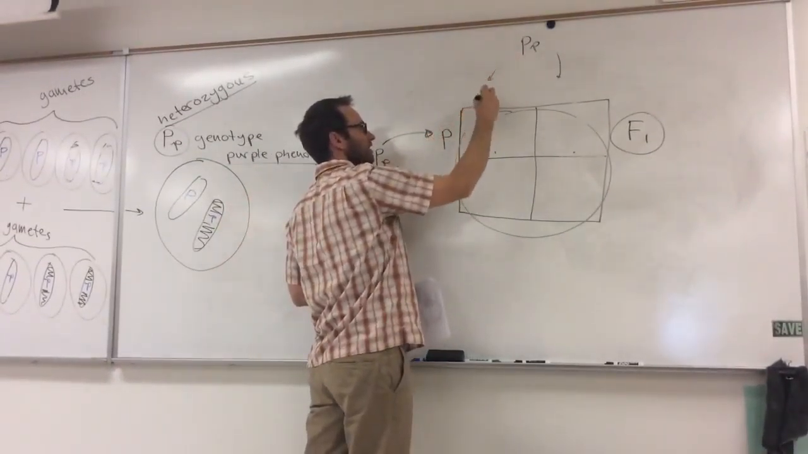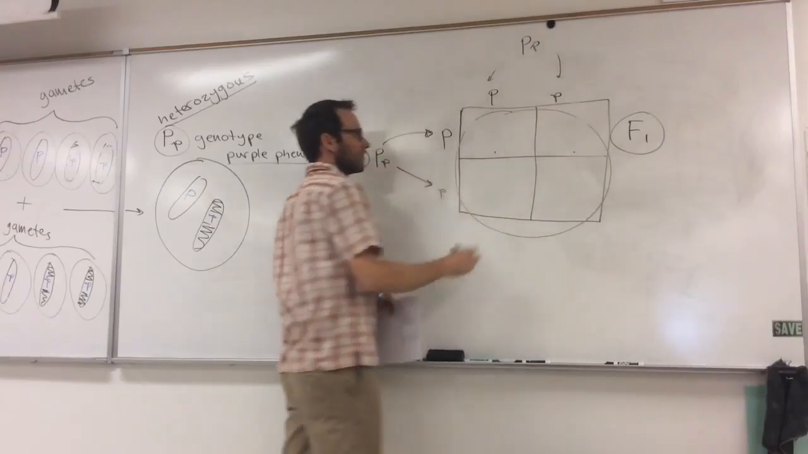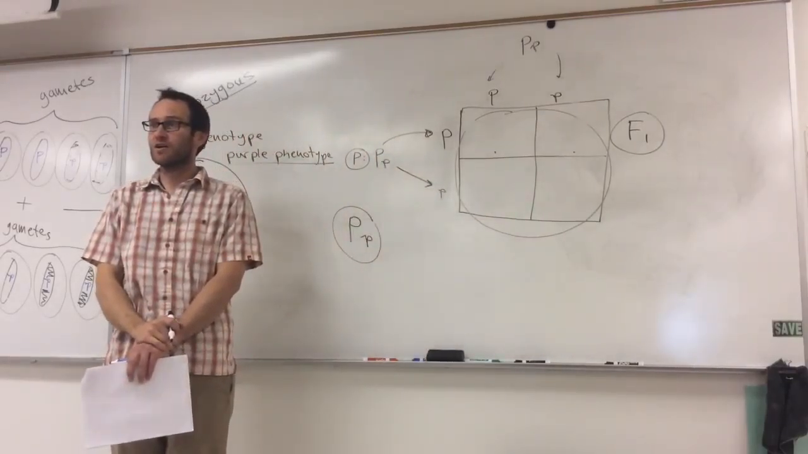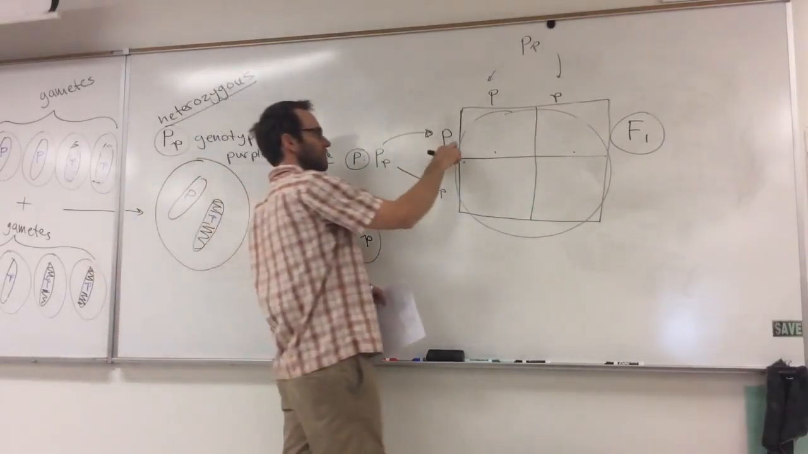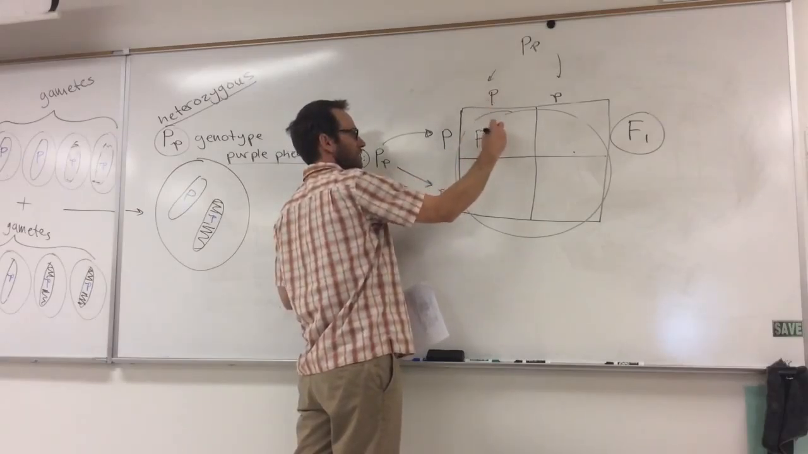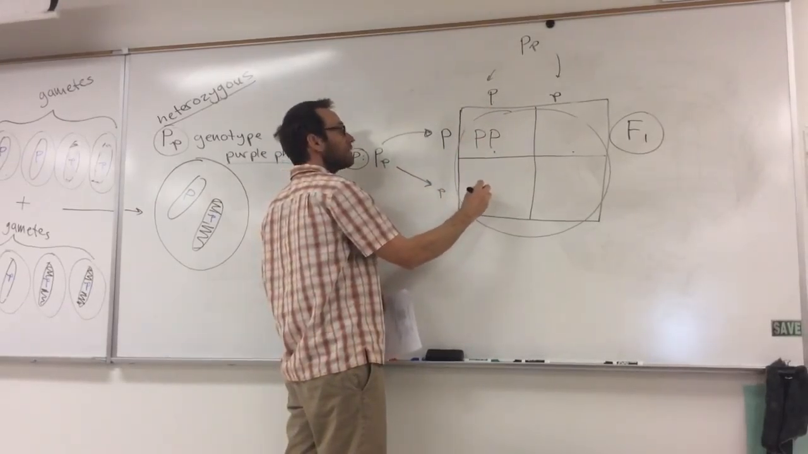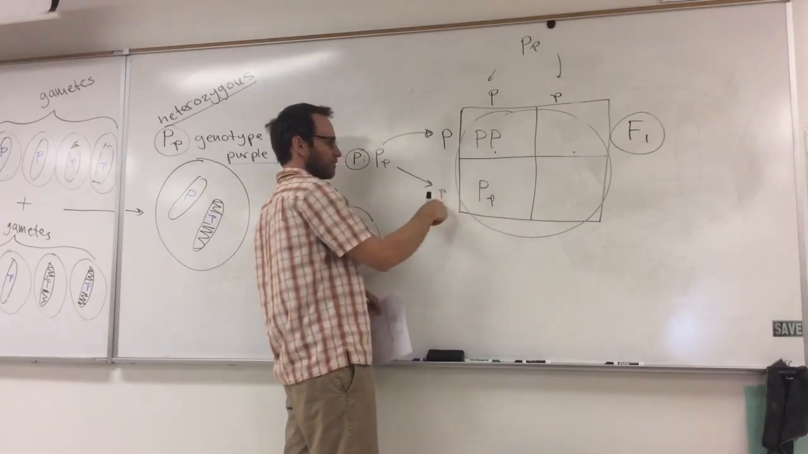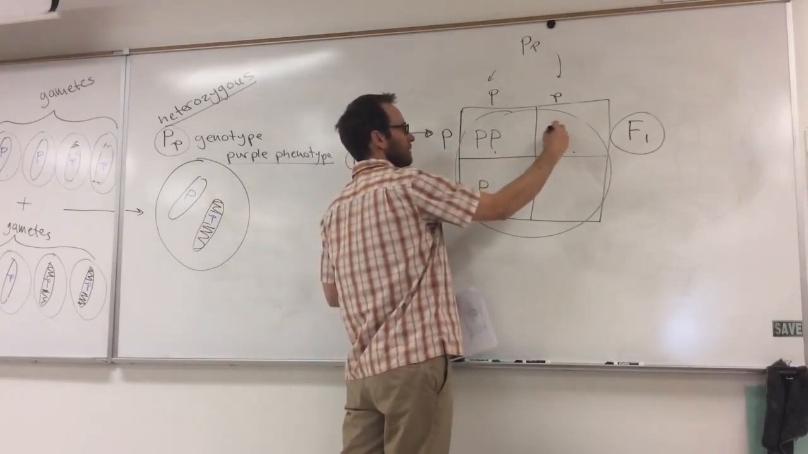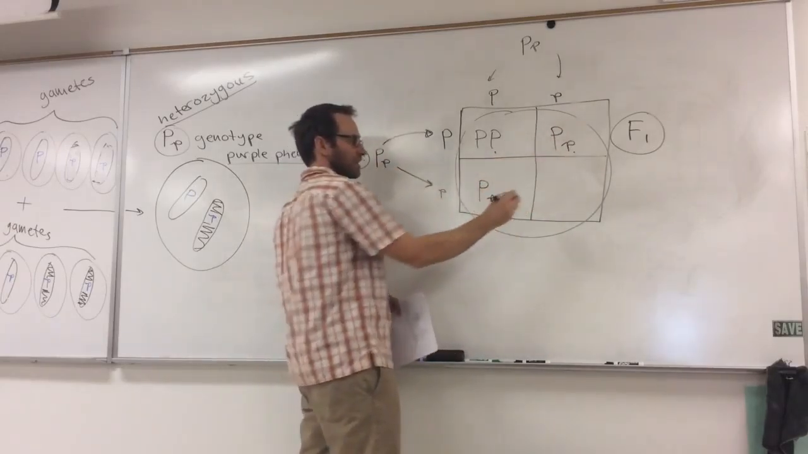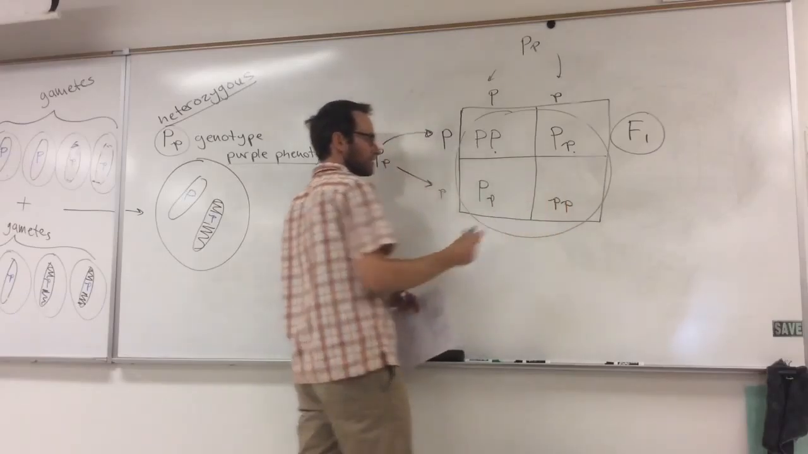You separate the two letters, and then you combine them in the square. So big P from first parent combines with big P from second parent. Big P from second parent combines with little p from first parent. Big P from first parent with little p from second, and two little p's.